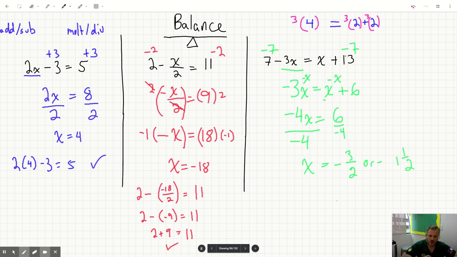Okay, so go ahead and work through the problems. We just want to practice. Always thinking of the big idea of balancing and using the inverse operations to unwrap the variable. Okay.